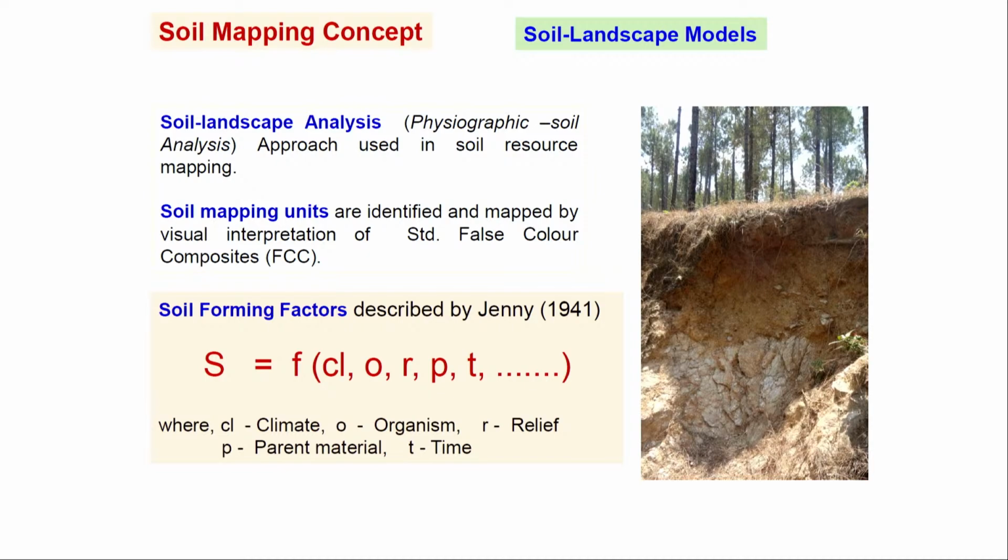organism, which is represented by land use land cover, R relief, which represents the topography, and P parent material, which means what kind of geology or geomorphology. So we try to find out or we want to delineate areas which are similar in soil forming factors. It means that will result in similar type of soil.